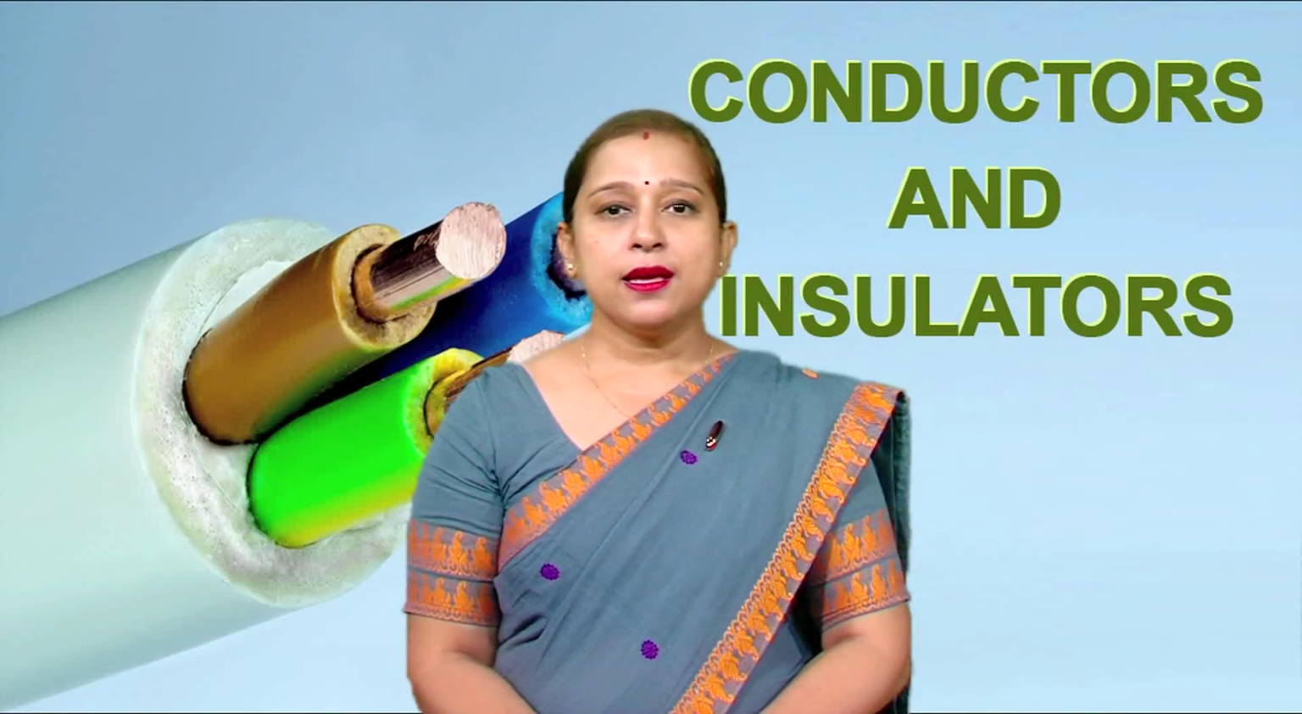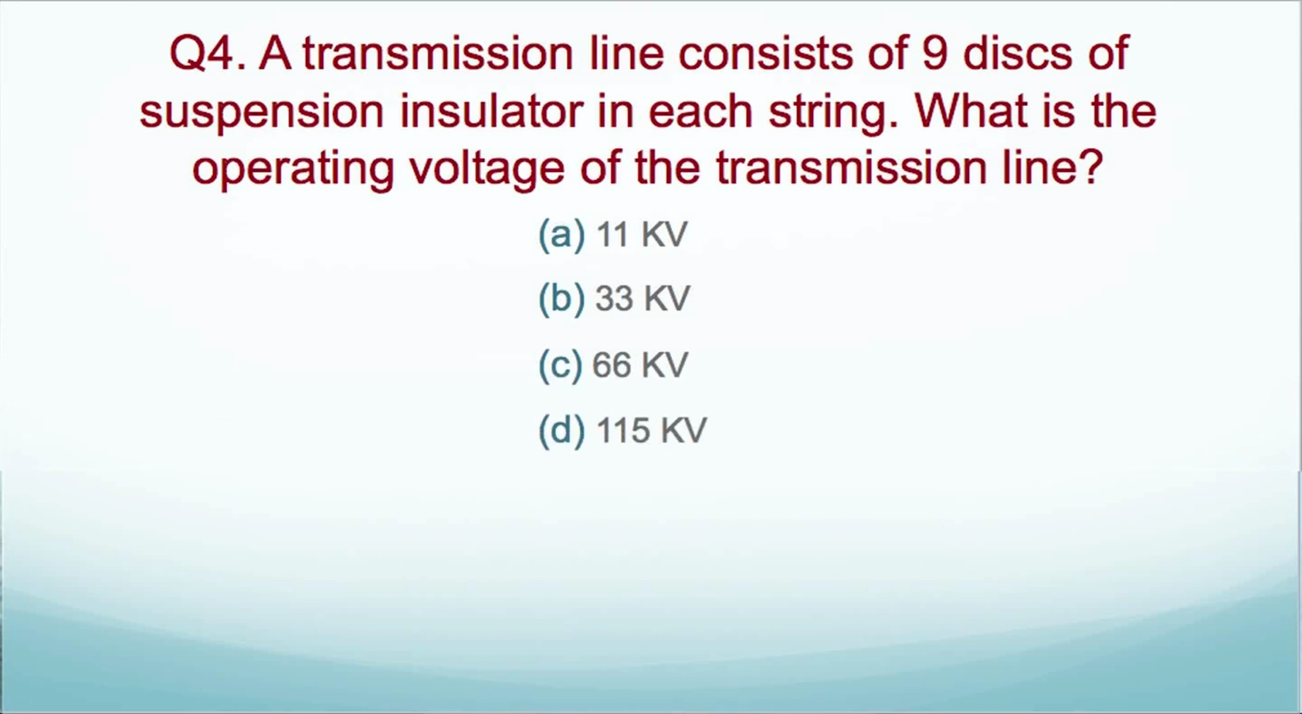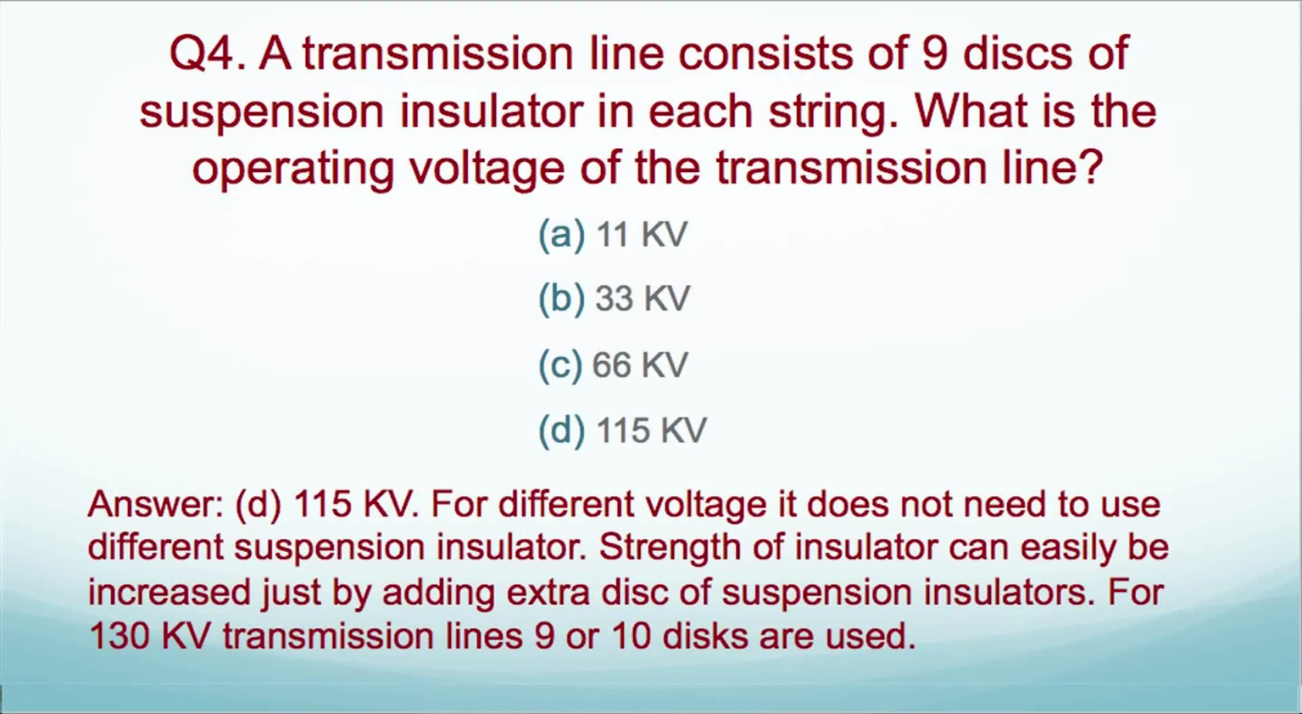Question 4 is, a transmission line consists of 9 discs of a suspension insulator in each string. What is the operating voltage of the transmission line? The options are 11 kV, 33 kV, 66 kV, 115 kV. The answer is 115 kV. Why? For different values, it doesn't need to use different suspension insulator. Strength of insulator can be increased just by adding extra disc of suspension insulators. For 130 kV transmission line, 9 or 10 discs are required.